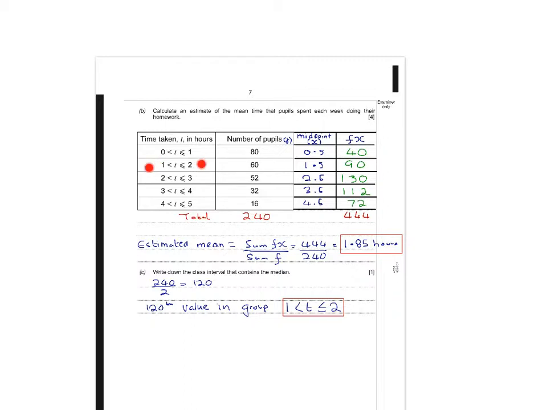If you're unsure how to work out the midpoint, add together the two numbers. Here they are quite easy. 1 add 2 is 3, half that is 1.5. But if it was like 18 to 27, add the numbers together and divide by 2.